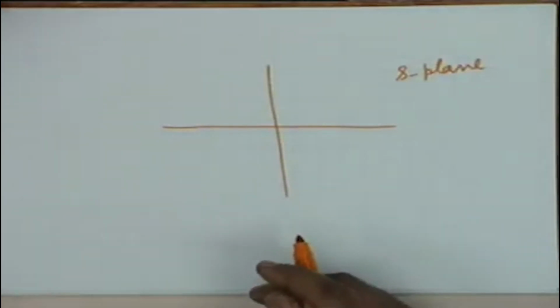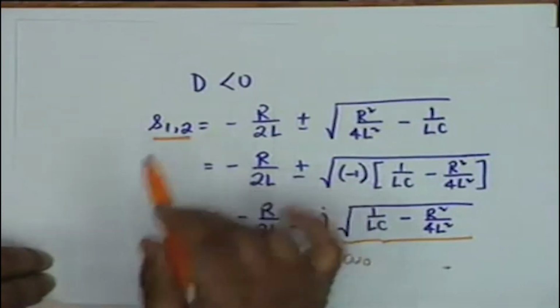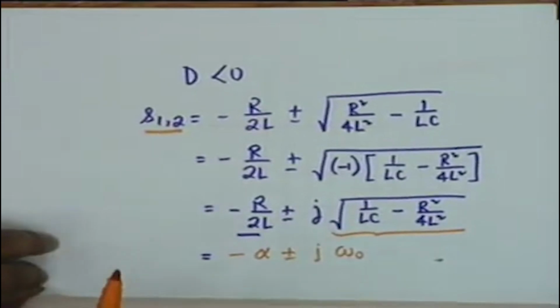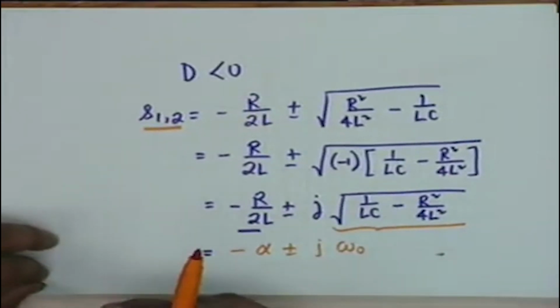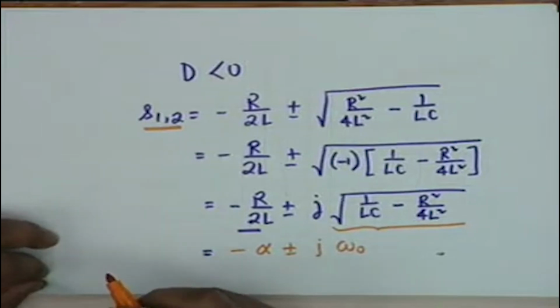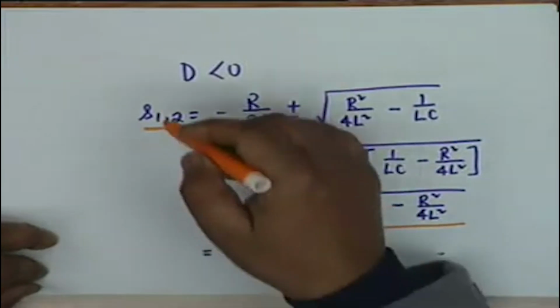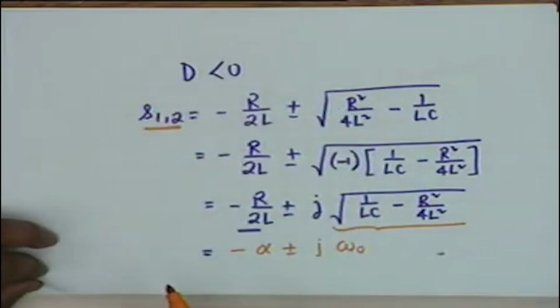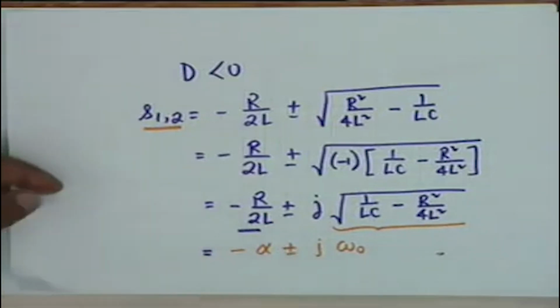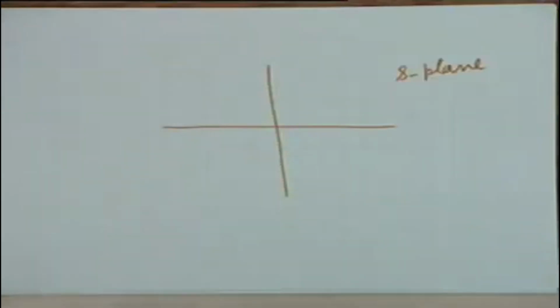As you see, these values are values of s. What is s? s was the power of the exponent divided by t. So these are the values of s. s1, s2 are also the roots of the characteristic equation, and these roots can be represented on the so-called Argand diagram.